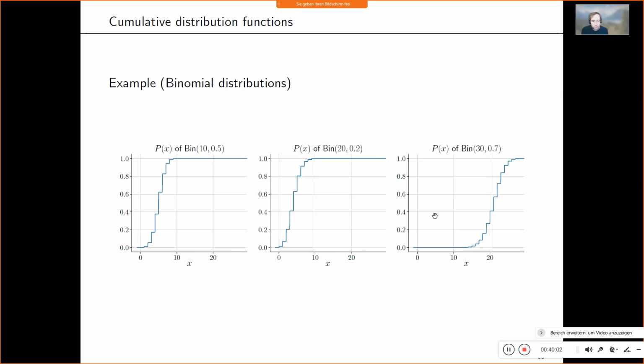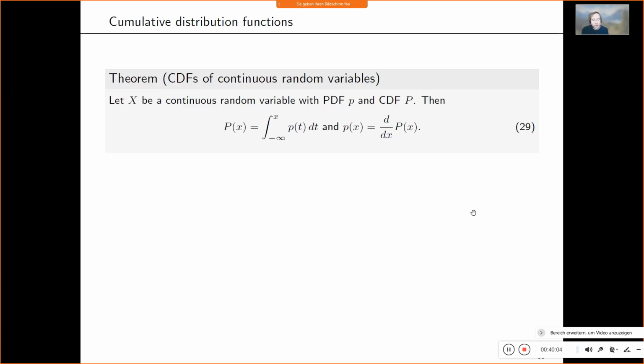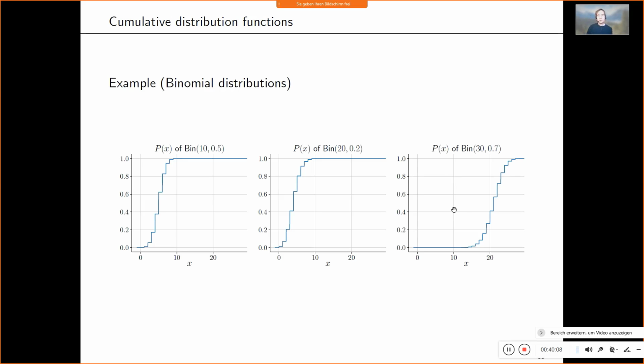Same for binomial distributions. Again, you see these jumps. So that was basically the CDF story for discrete random variables. The important thing there is really to realize that the CDF is defined for all real numbers, although discrete random variables only take on usually either a finite subset of the real numbers or a countable subset of the real numbers if you think about Poisson distributions.